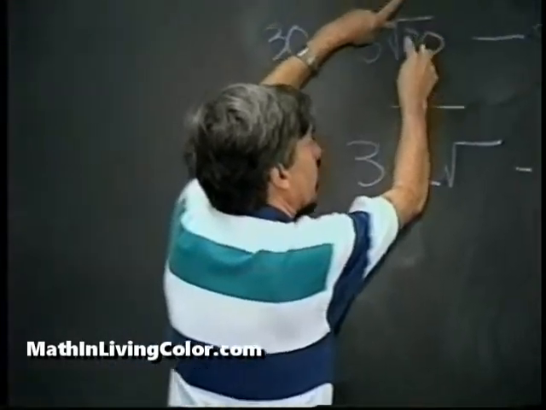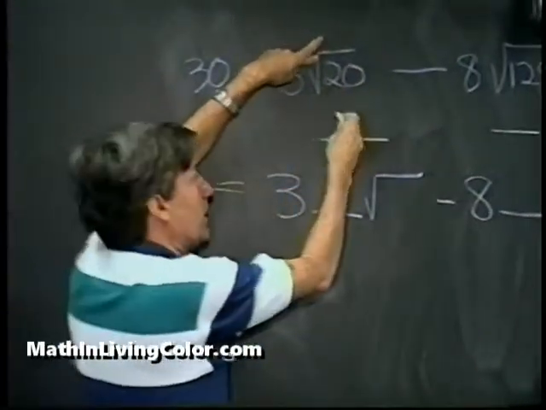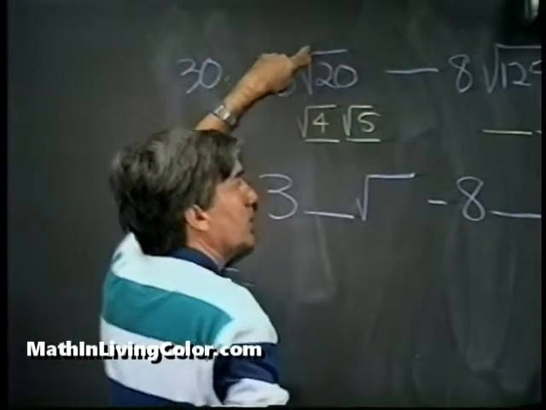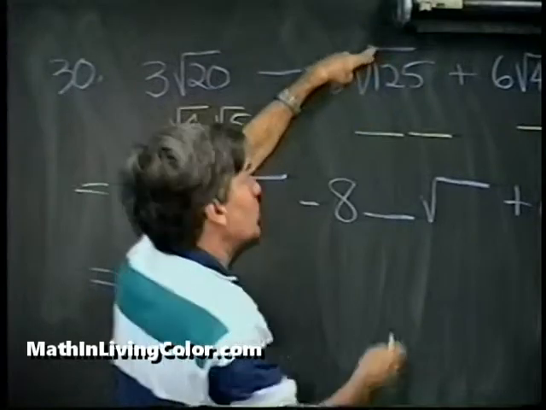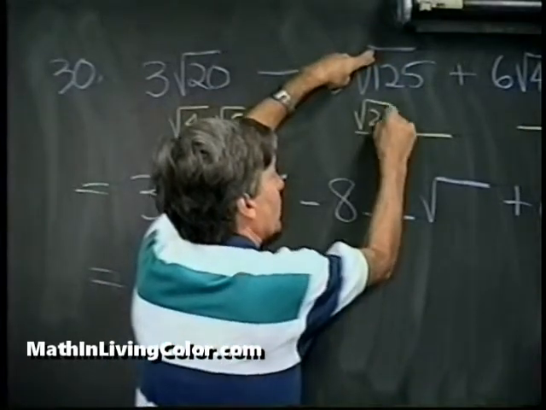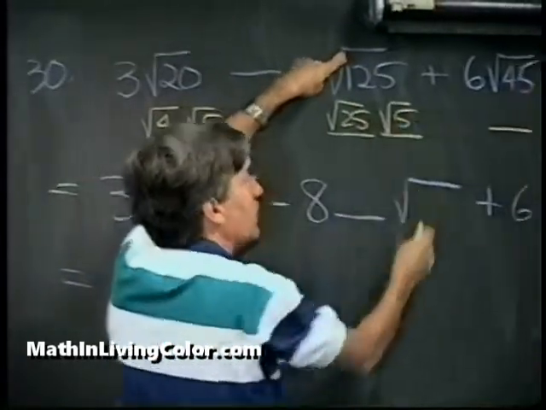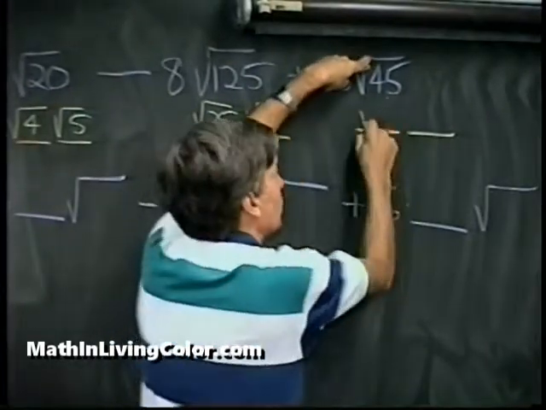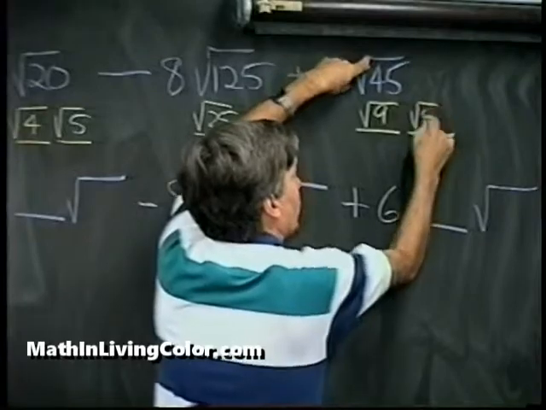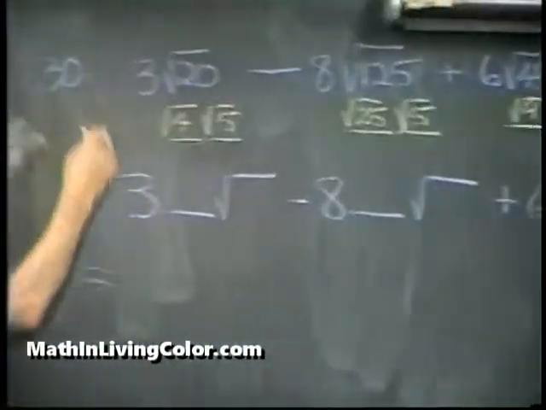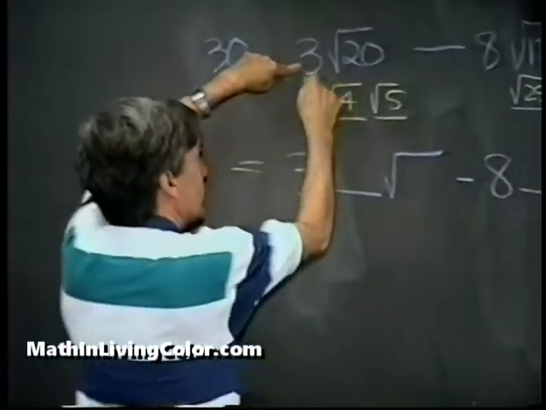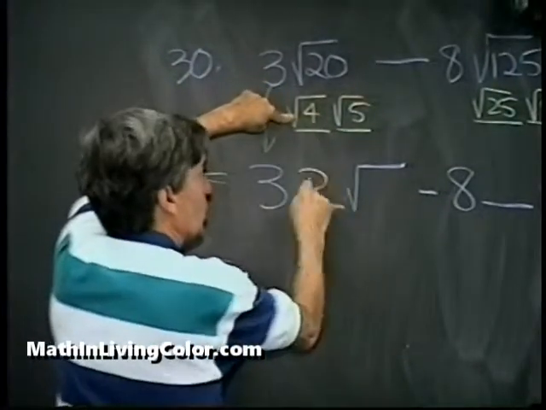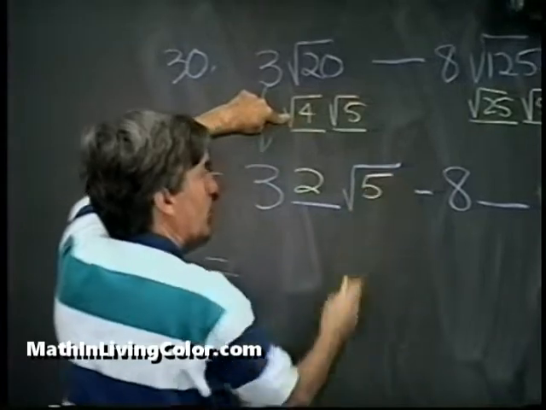We've got to separate the square root of 20 into what? Square root of 4 times the square root of 5. We'll separate the square root of 125 into the square root of 25 times the square root of 5. And we'll separate the square root of 45 into the square root of 9 times the square root of 5. Now, bring it all down. We've got a 3 that comes down. We've got the square root of 4 is 2. We've got the square root of 5.